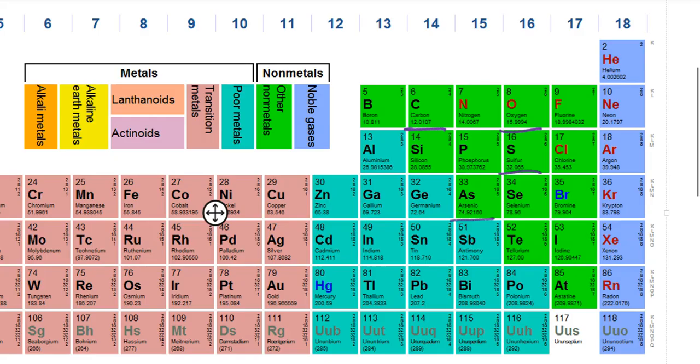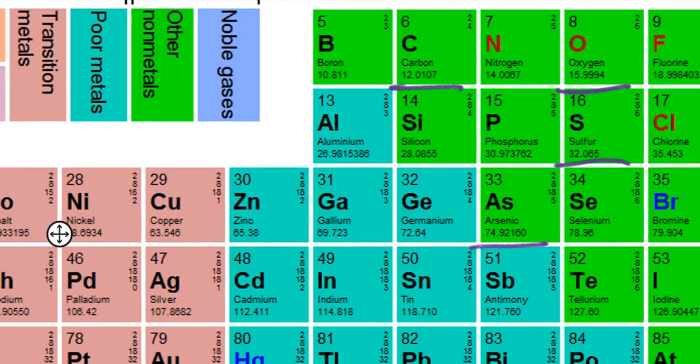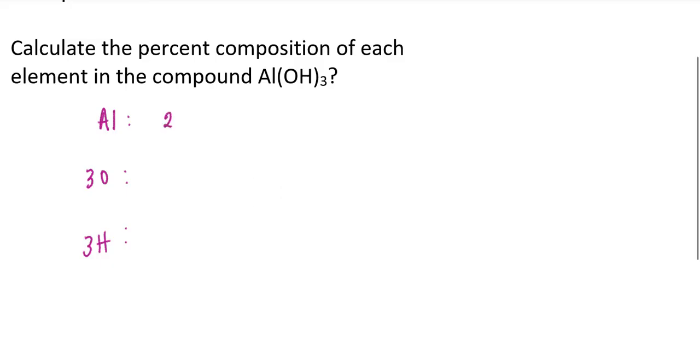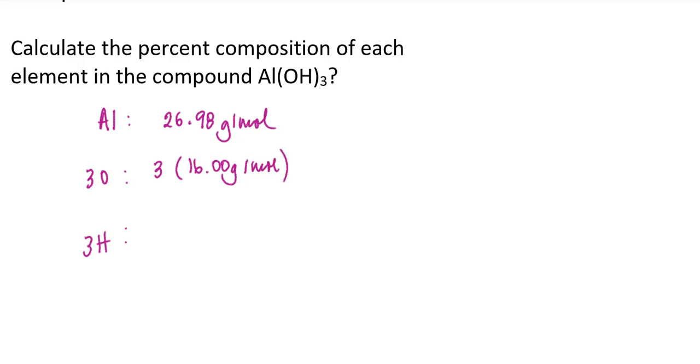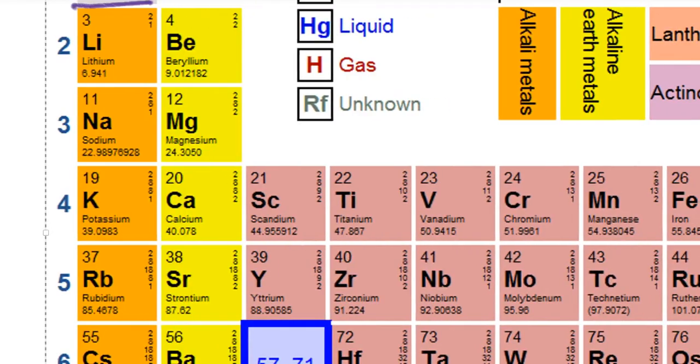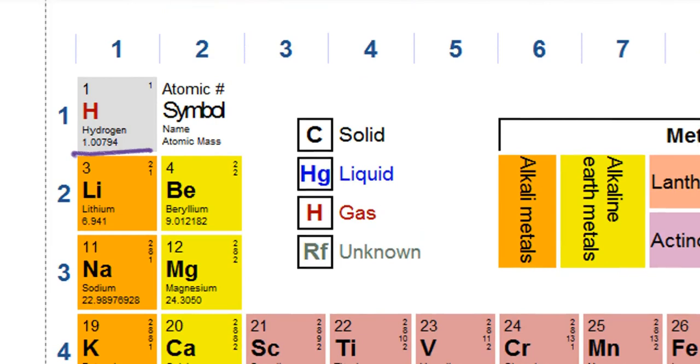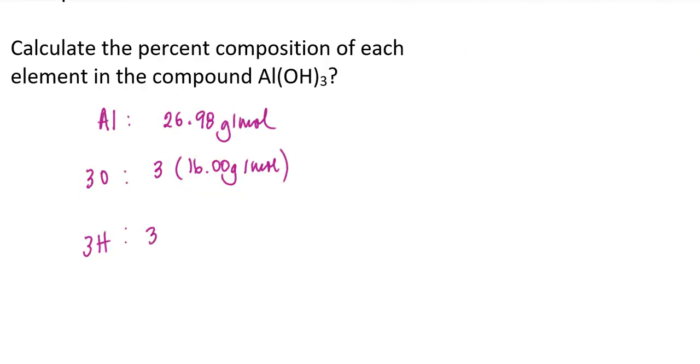And so I have aluminum, whose molar mass is 26.98 grams per mole. I have 3 oxygens, and each oxygen has a molar mass of 16 grams per mole. And each hydrogen has a molar mass of 1.008 grams per mole, so I'd also have to multiply that by 3 because there are 3 hydrogens in aluminum hydroxide. And then I would add all of this up.